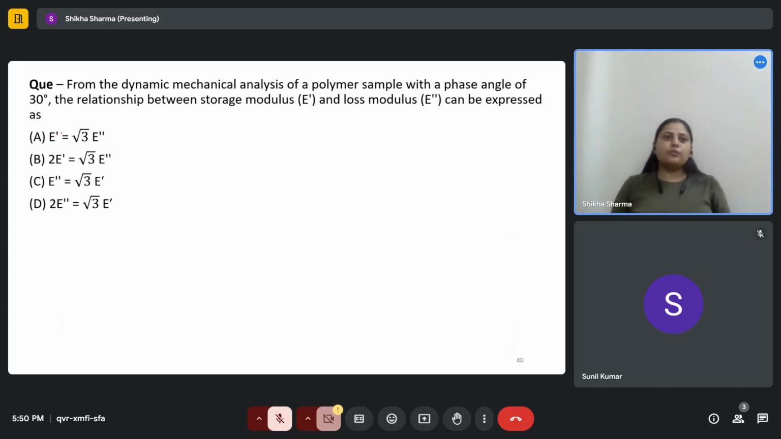Next question is: from the dynamic mechanical analysis of a polymer sample with a phase angle of 30 degrees, the relationship between the storage modulus and the loss modulus can be. So we need to tell the relation between the storage modulus and the loss modulus if the phase angle is 30 degrees. Please, anybody, which option is correct?